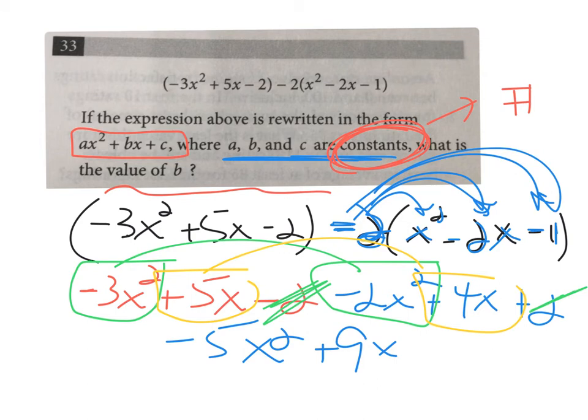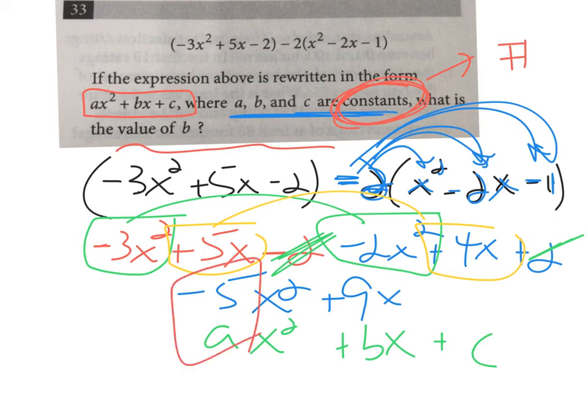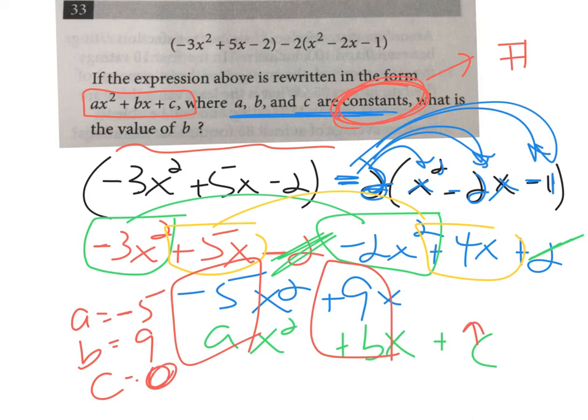So this particular question is saying, if you rewrite this in the form ax squared plus bx plus c, that would mean a is equal to negative 5, b would be equal to 9, and c would be 0, because there's no term without an x. So here the question says, what is the value of b? So this is a grid question. You would bubble in b is equal to 9.